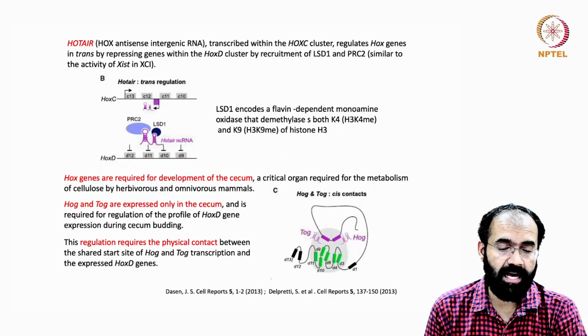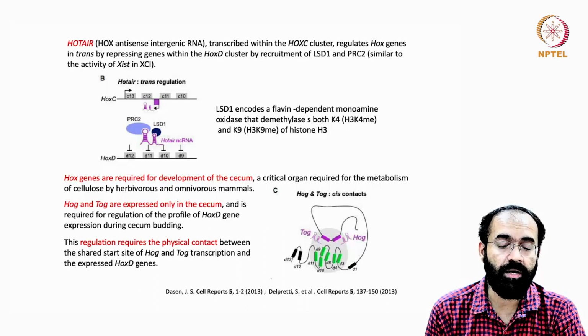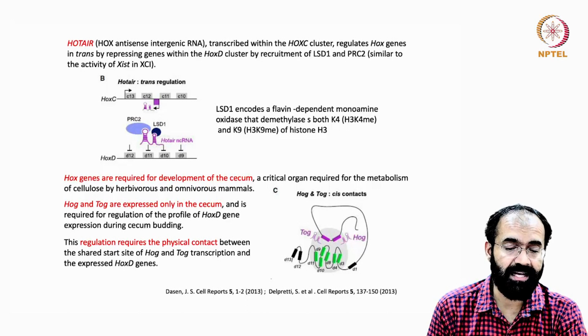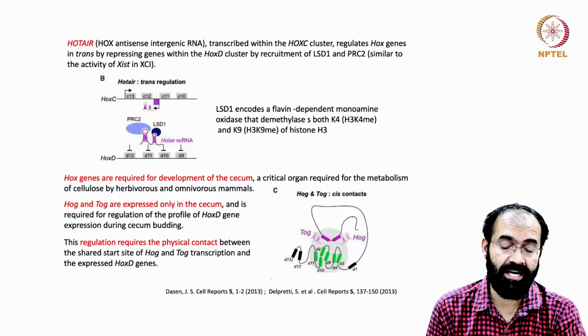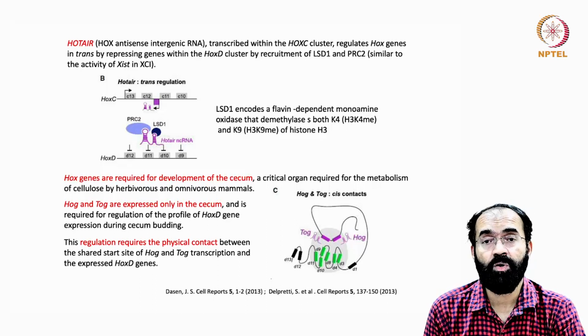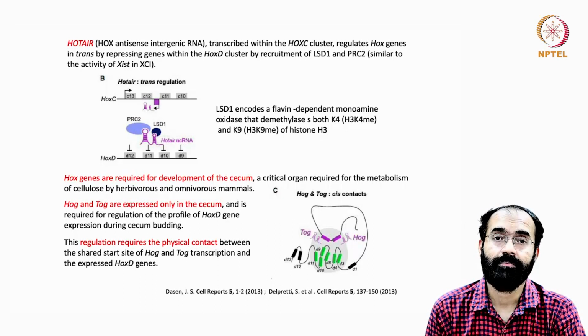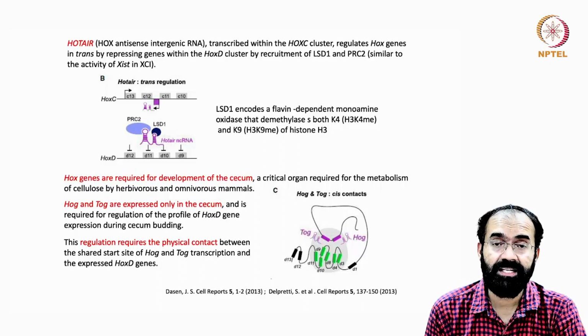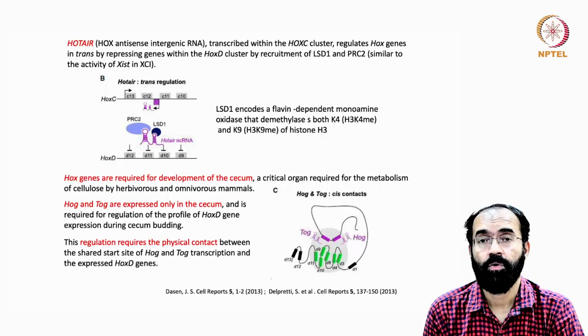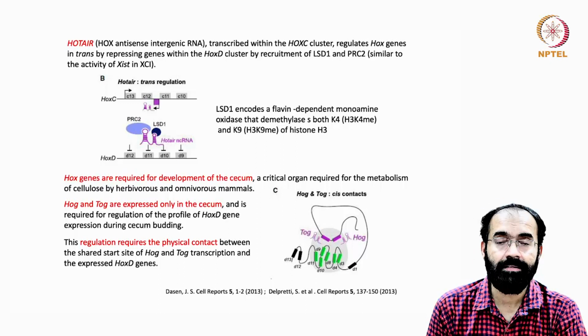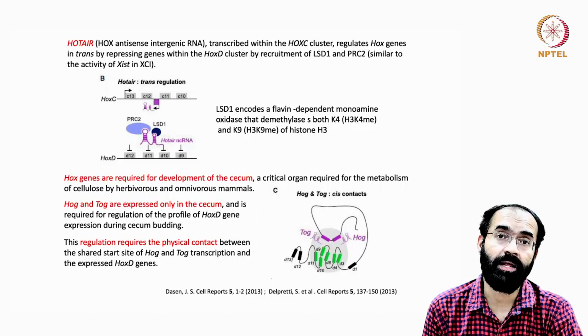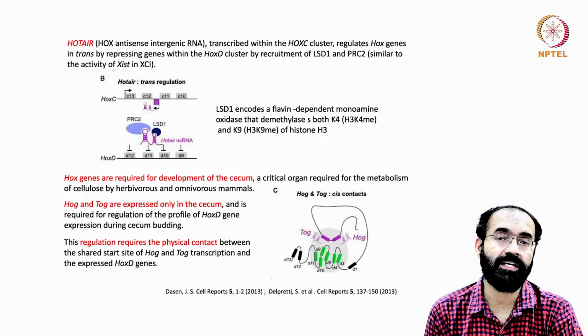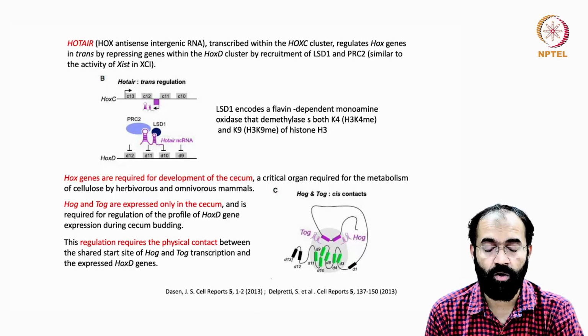So two other non-coding RNAs, HOG and TOG, are expressed only in the cecum and are required for the regulation of the profile of HOXD gene expression during cecum budding. So some non-coding RNAs have to make sure that the HOXD gene is allowed to express in the place where the cecum organ has to form. So HOXD has a connection with the formation of the cecum organ.